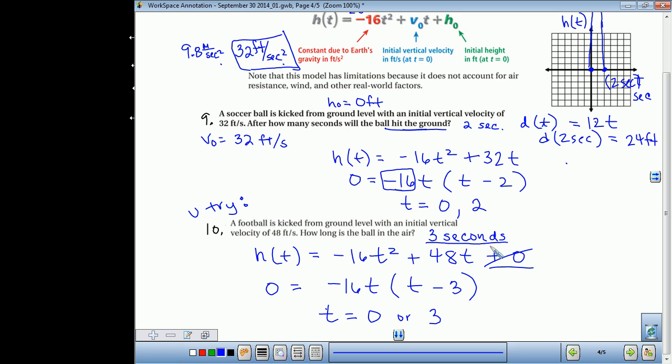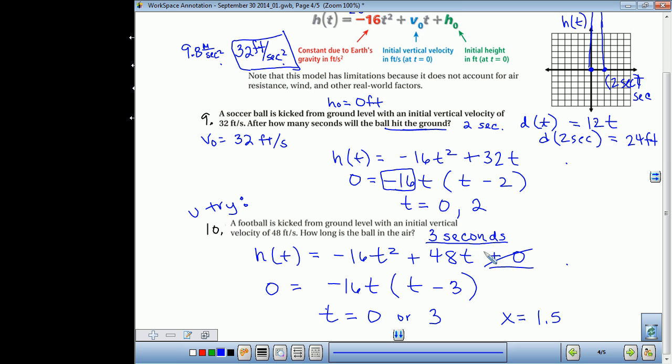Yes, sir? It's about finding how high it went. Wouldn't you just do the negative b over 2a? Sure. To find the height of the ball, you could do negative b over 2a, but that just gives you the x. And we know that the x is halfway in between those two, so we know that x is 1.5. So to find the height, you would have to plug the 1.5 back into your function. So you'd have to plug in 1.5 there and 1.5 there.